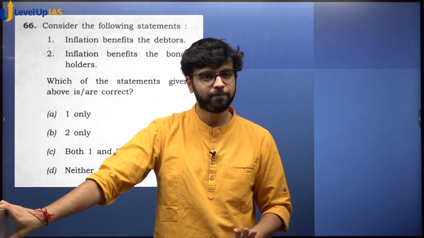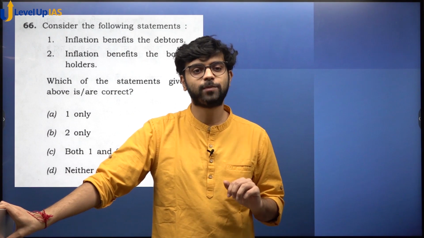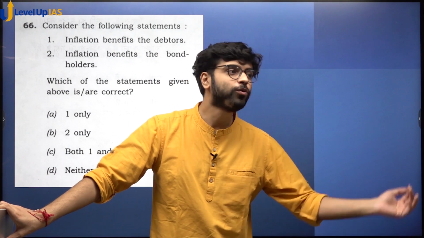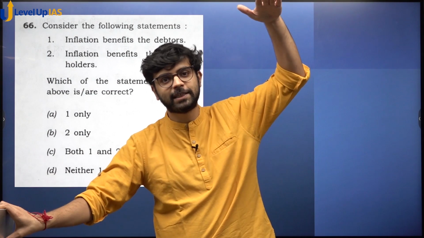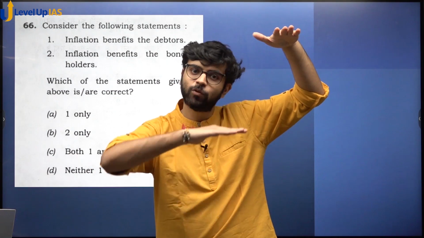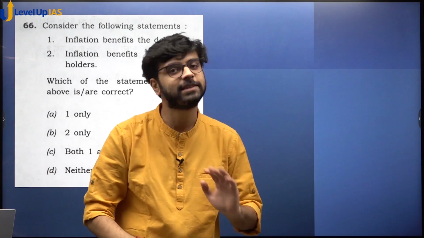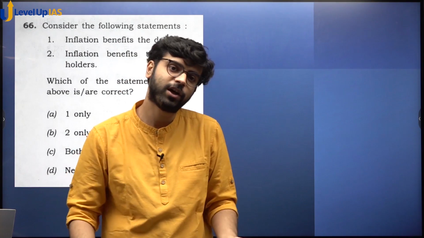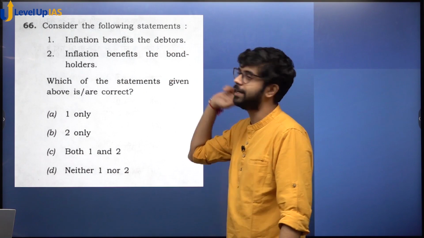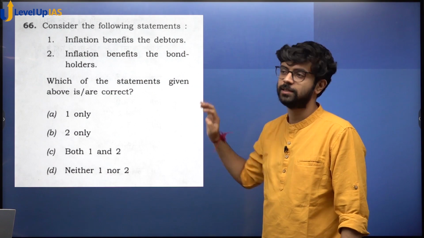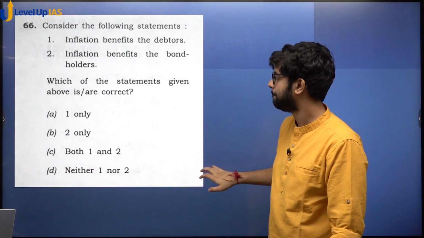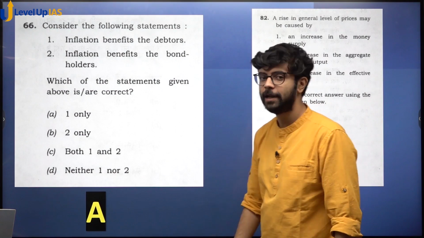So he had a loss. How have you gained as a borrower? Because when you took 100 rupees of purchasing power, when you are giving it back, you are giving only, let's say, 80 rupees of purchasing power. The note going is of 100, but purchasing power is reduced, so it is benefiting you. So it benefits the debtors and not the bondholders. Understood? Next.